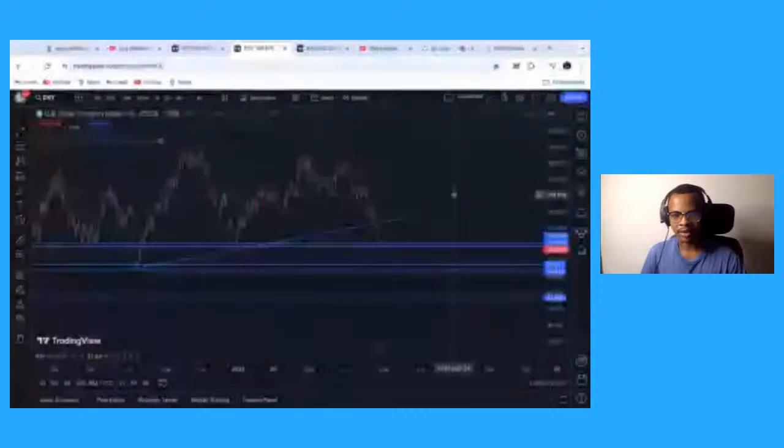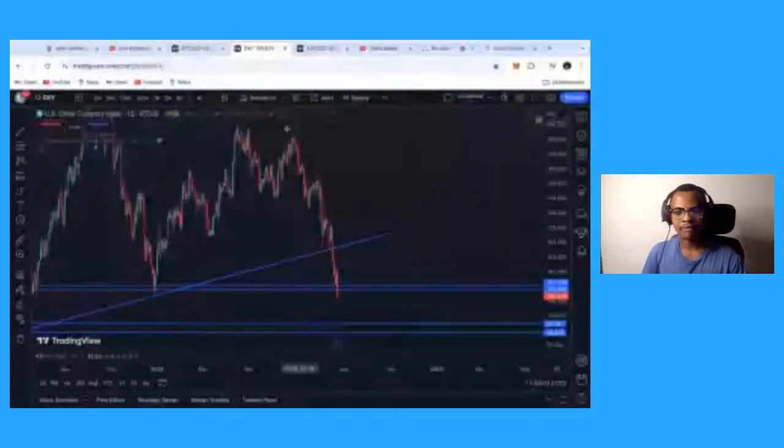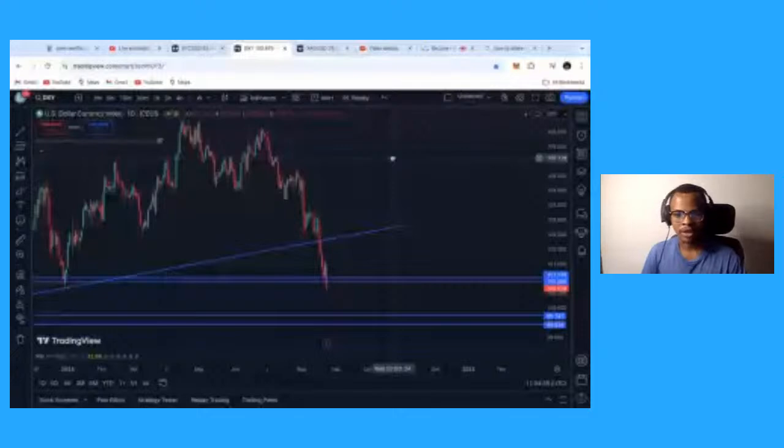This is the daily time frame. As you can see, the daily time frame. From here, all the way from here, the dollar has been falling down to 100. So this is a massive move, and that is why gold keeps on breaking all-time high, all-time high, all-time high.